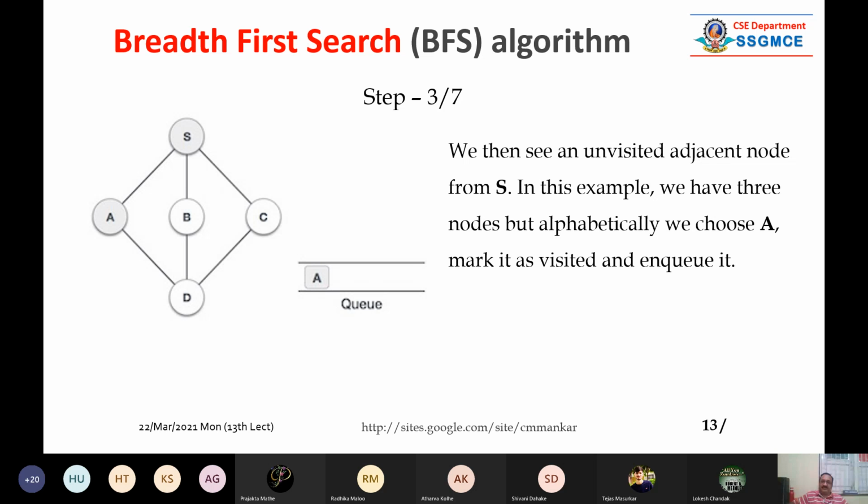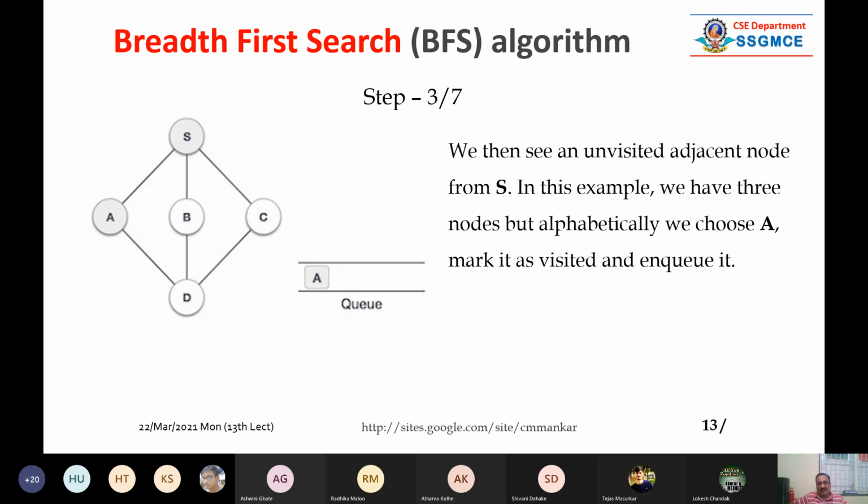So we have then seen an unvisited adjacent node from S. In this example, we have 3 nodes, but alphabetically we choose A and mark it as visited and NQ it. So this is the third step. हम B में भी जा सकते थे और C में भी जा सकते हैं, लेकिन A का वैल्यू कम है, alphabetic value. There might be some numbers in other examples. So in this way we have marked A into the queue.